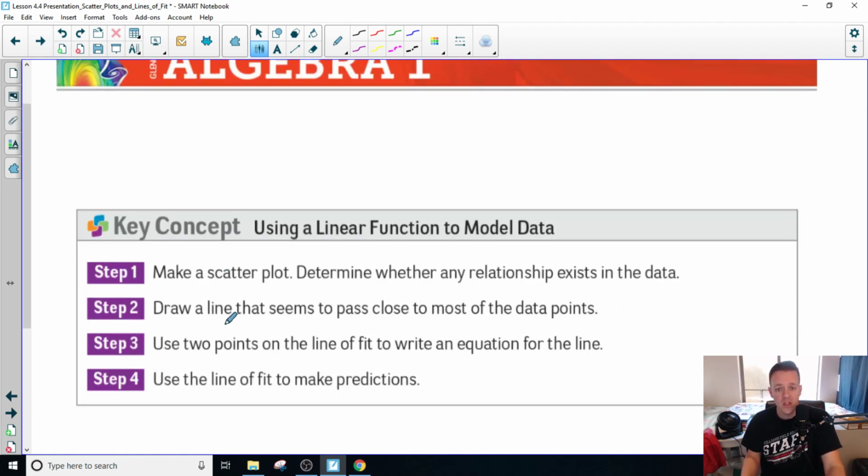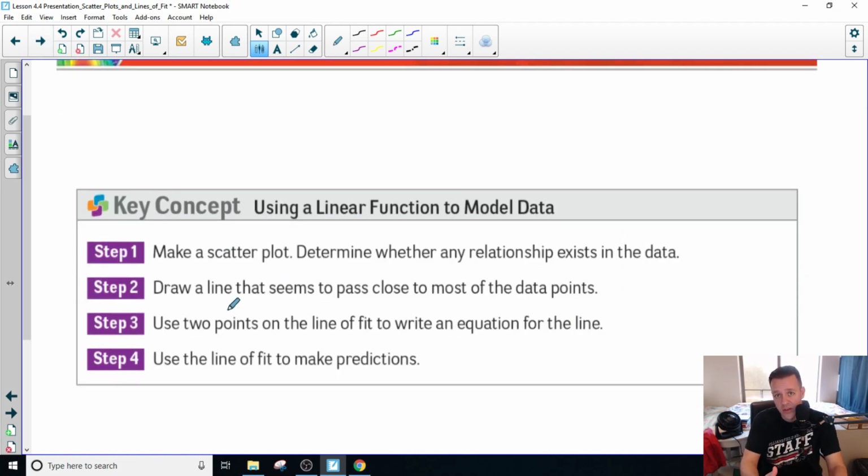Next one. So what you guys are actually going to create, though, is a linear function or a linear equation. The y equals mx plus b equations. And how you do that is first you got to make a scatter plot and determine whether there is any relationship at all. Because if there is none, then you don't have to go through the process of step 2, 3, and 4. But if there is a correlation like we've seen so far, a negative and a positive, then you would draw a line that seems to pass close enough to most of the data points.